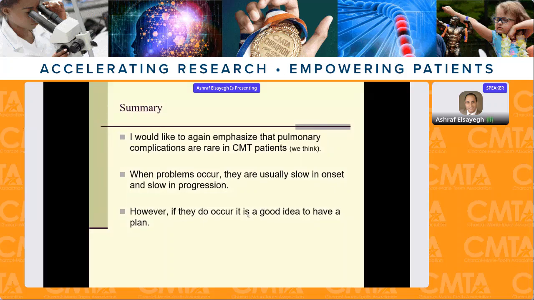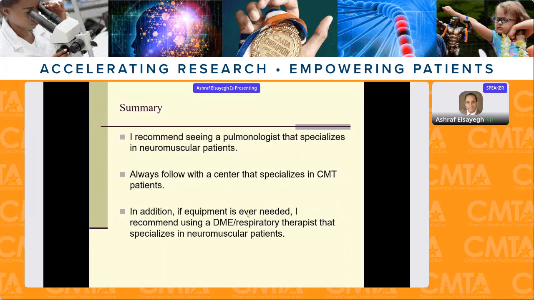However, it is a good idea to have a plan. So what I recommend is always seeing a pulmonologist that specializes in neuromuscular patients, follow up with a center that specializes in CMT patients specifically. And then if you do need equipment, please have them use a DME company or respiratory therapist that specializes in neuromuscular patients as well.